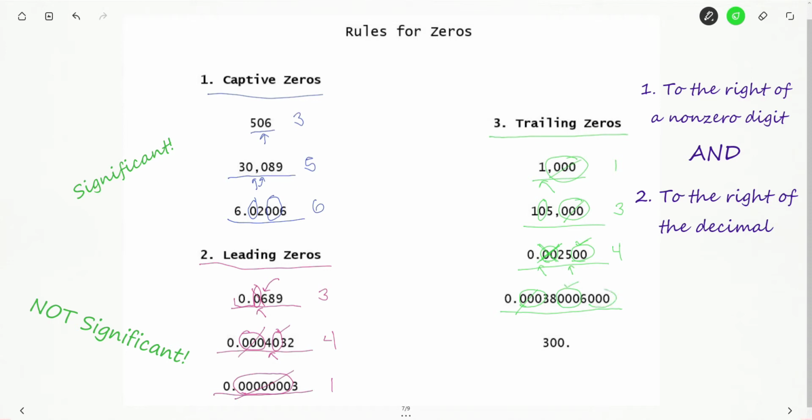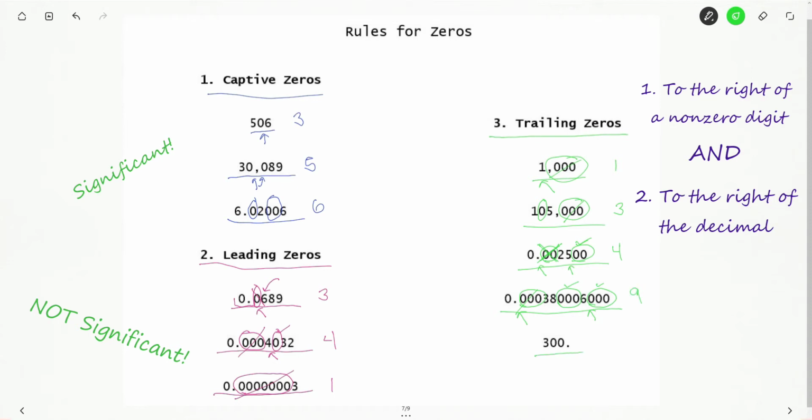And now I have 3 trailing zeros. I need to double check my 2 rules. Okay, so are they to the right of a non-zero digit? Yes. Are they to the right of the decimal? Yes. These are significant zeros. So I have 6, 7, 8, 9. I have 9 sig figs in this digit here.